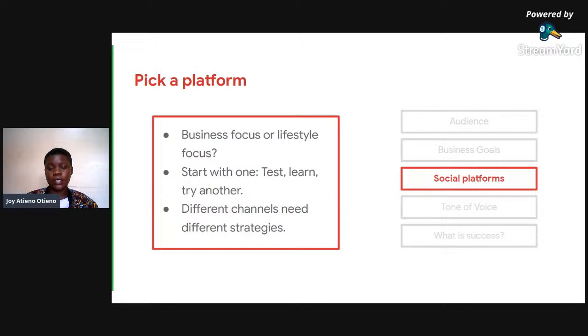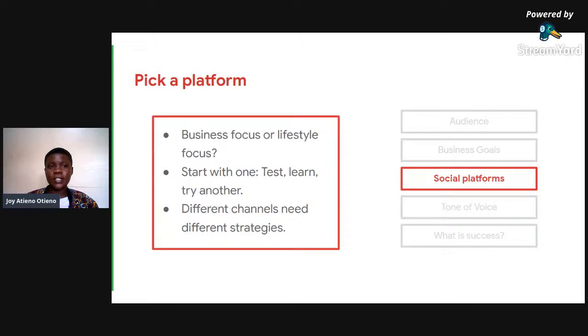On Facebook, you can find your grandmother, your grandfather, your uncles, your nieces, your nephews. But as you go across the board, if you go to Instagram, the demography changes. If you go to Twitter, the demography changes. If you go to LinkedIn, the demography changes. So you need to first identify your audience and your business goal, and they will influence the social platform that you are going to use. Make sure you choose one social platform first. Test it, learn it, and then try another one.